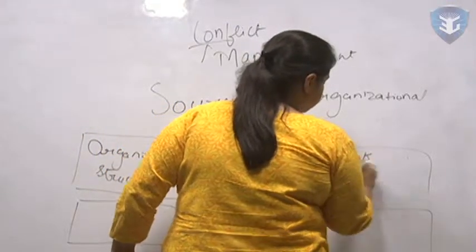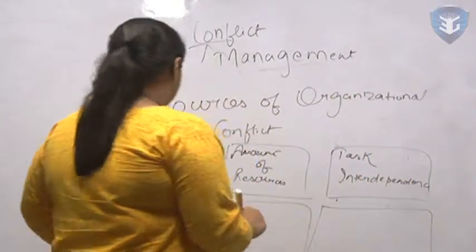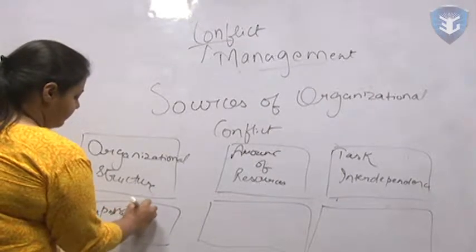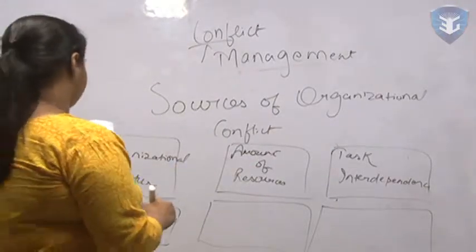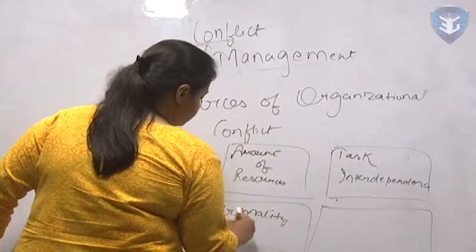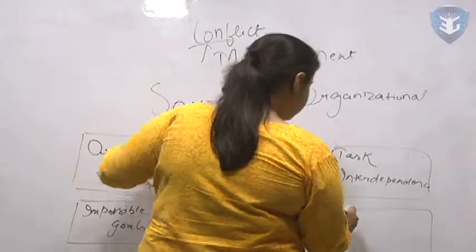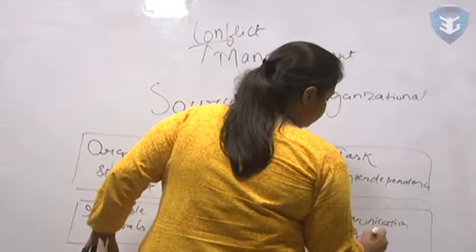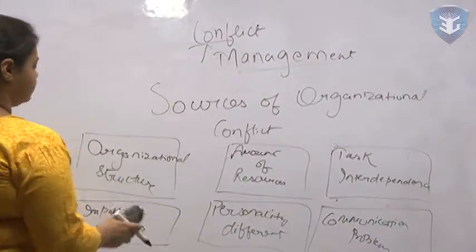Then task interdependence. The fourth source is impossible goals. Let's suppose the people are burdened with such goals that are in reality impossible to achieve. So this can be a great reason for a conflict to exist. Then obviously personality differences that occur in almost every big or small organization. And lastly, there is some major communication problem. So these 6 sources play a major role in the occurrence of a conflict in any organization.